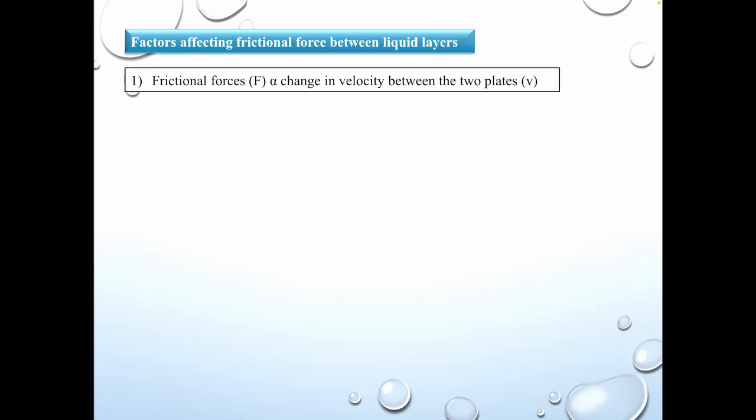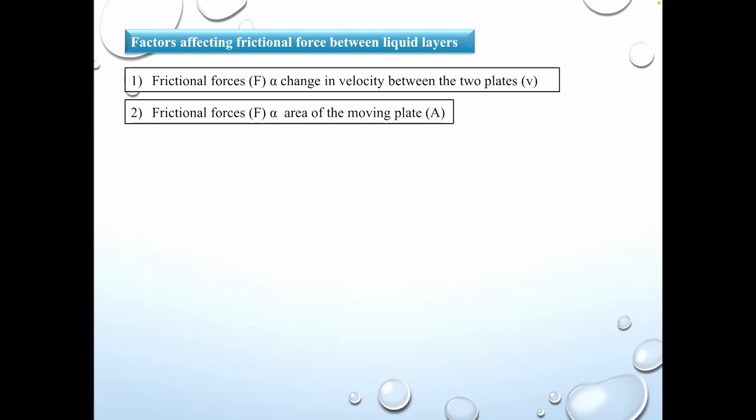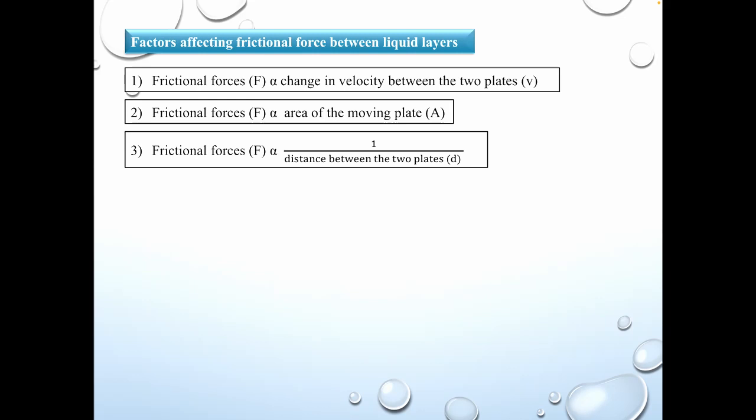Factors affecting the frictional force between liquid layers. This is the important part. Number one, the change in F is directly proportional to the change in velocity between the plates. Number two, the friction force F is directly proportional to area, and inversely proportional to the distance. So I can write F directly proportional to A, directly proportional to the change in velocity, and inversely proportional to distance.